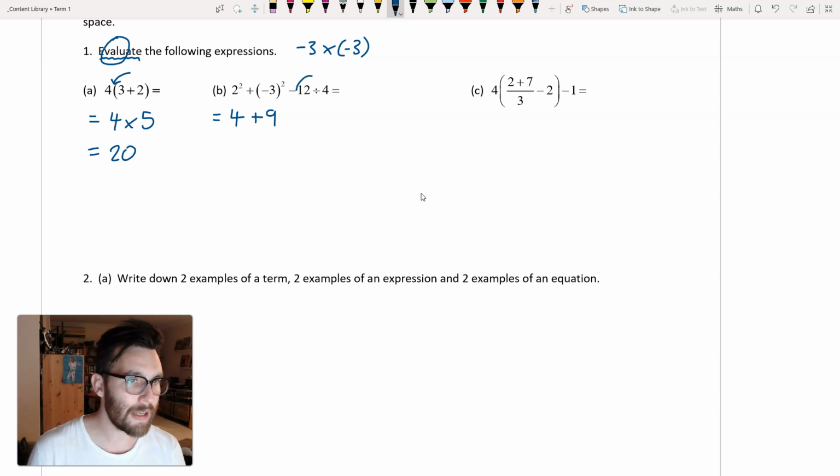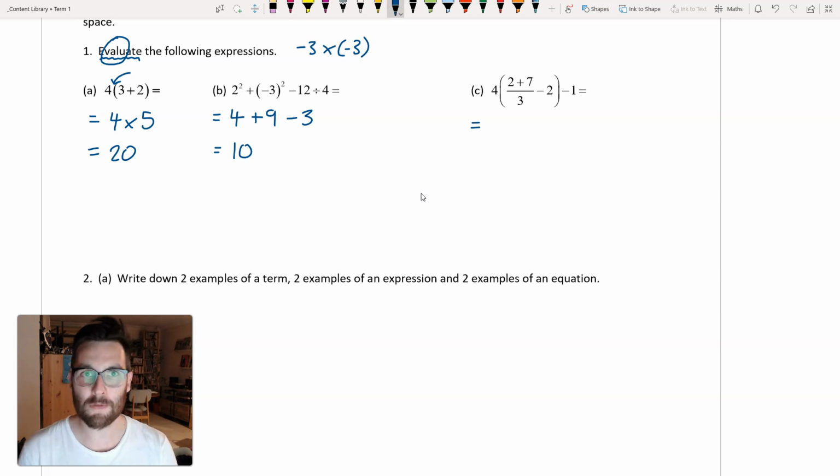And what I'll do now is I'll look at this one. 12 divided by 4 is 3. So I want to take 3 away. So that leaves me with 4 plus 9, take away 3, which gives me 10. Cool. And then for the last one, there's a heap of BIMDAS related stuff going on here.